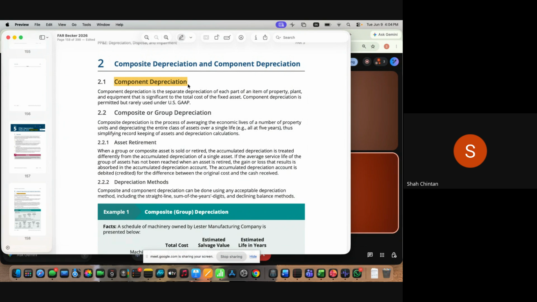For example, let's continue with the example of a car. So when you purchase a car, you estimate that the physical life of the car is likely to be 5 years. However, the engine inside the car may only have a useful life of 3 years. So can you depreciate the car separately for 5 years and the engine separately for 3 years? Answer is yes. You can either provide a composite depreciation, a component depreciation, or a group depreciation. Whichever best fits your business.